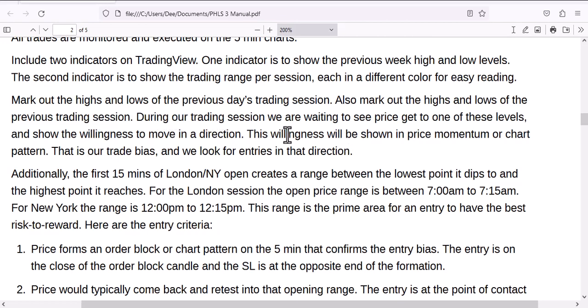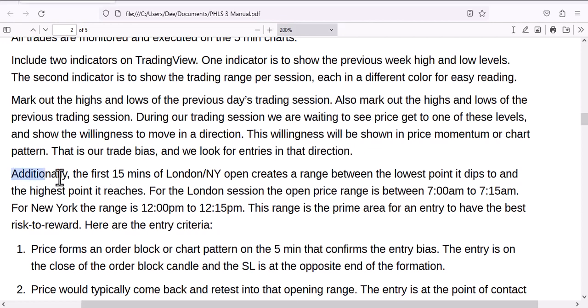So during our trading session, we are waiting to see price get to one of these levels, either the weekly high, the daily high, or the session high, or weekly low, daily low, or session low. So these are the areas that are key values for us. And then the willingness to move in a certain direction. Now this willingness will be shown in price momentum, how strongly price is moving, or the chart pattern, what chart pattern is being drawn. So it gives us a trade bias, and then we look for entries in that direction.